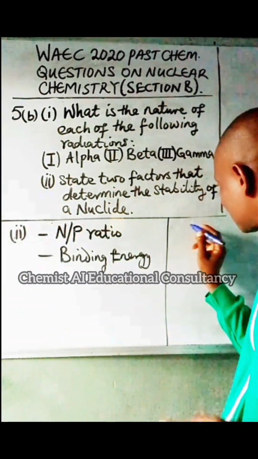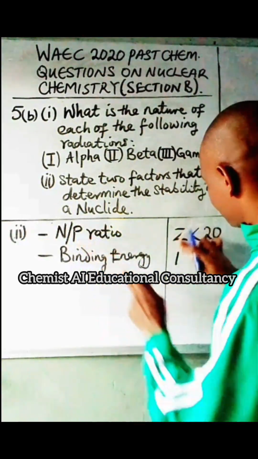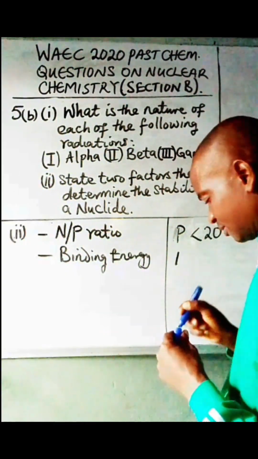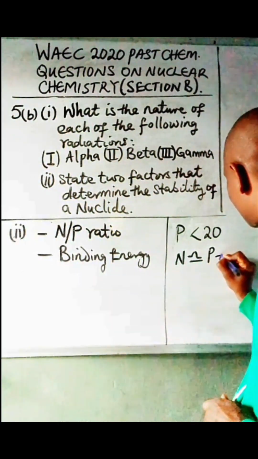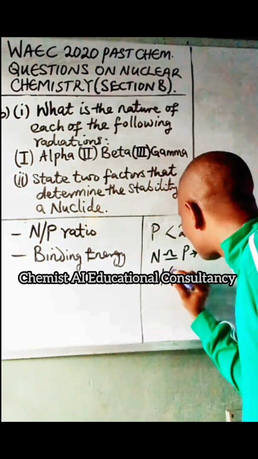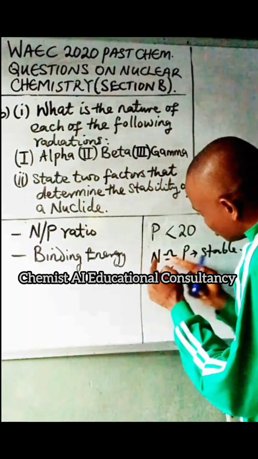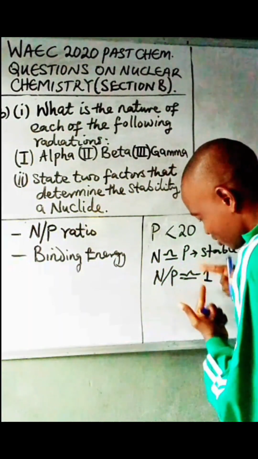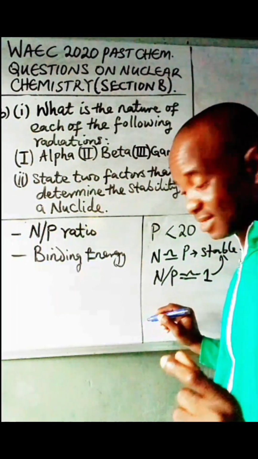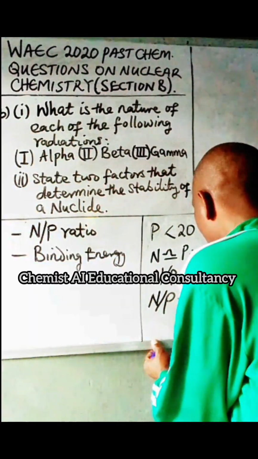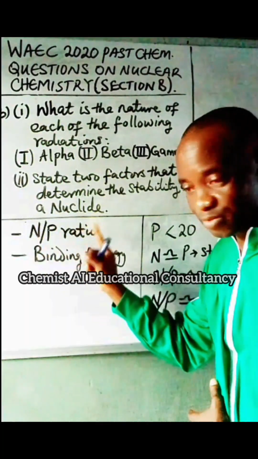For lighter elements whose atomic numbers are less than 20, okay, let me use P, proton number, instead of Z. Those whose neutrons are approximately equal to their protons are stable. That is, those whose neutron-to-proton ratio are approximately equal to 1. Because if neutron and proton are approximately equal, it means neutron over proton will be approximately equal to 1. They are stable. And then for heavy elements, those whose neutron-to-proton ratios are approximately equal to 1.5 are also stable. That is neutron-to-proton ratio.